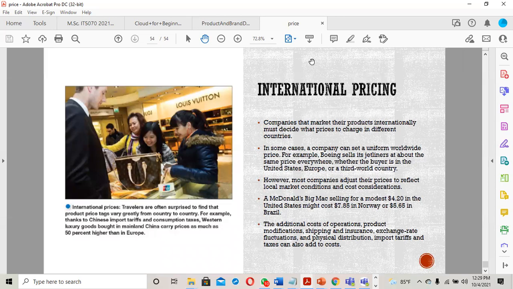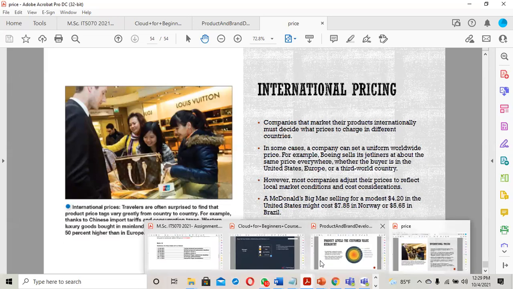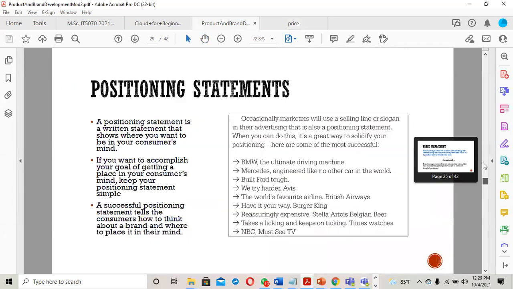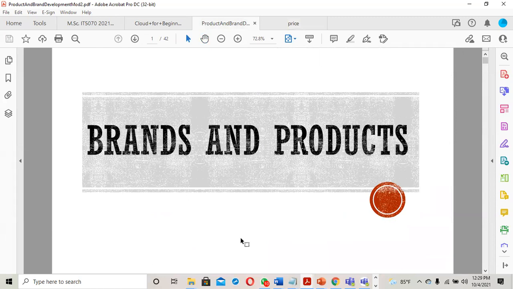So that sort of brings us to the end of the pricing section. Next we are going to talk about product. Okay, product section. We're going to start with brands and products.